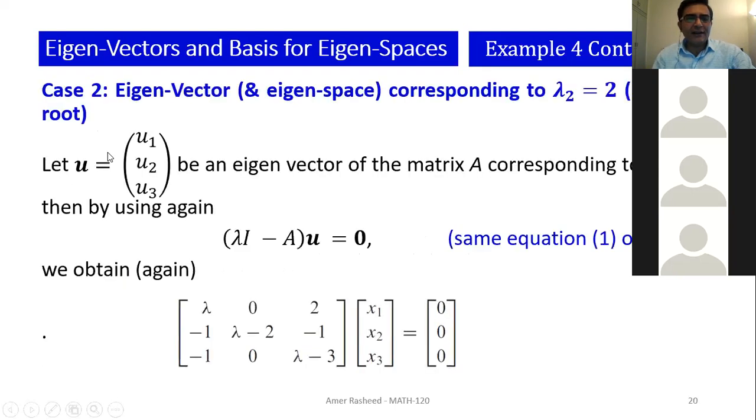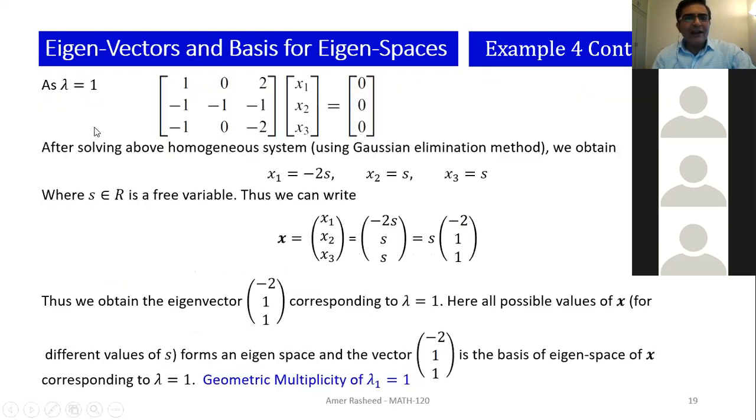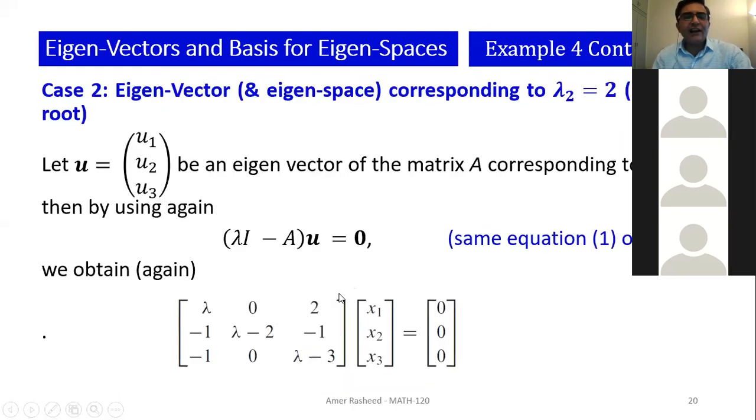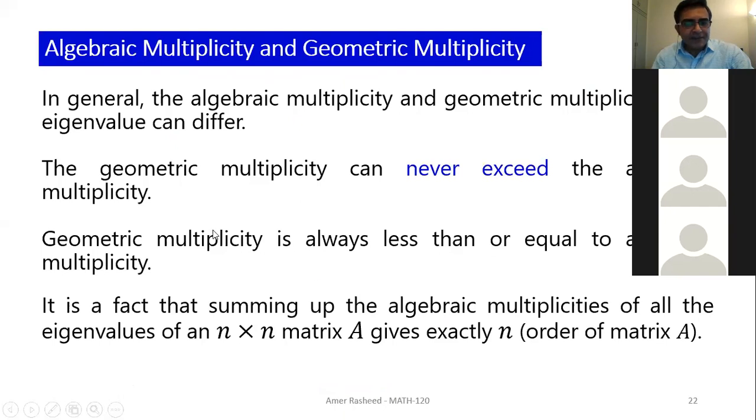In the previous case 1, the algebraic multiplicity of lambda 1 was 1. What is its geometric multiplicity? How many eigenvectors have we found here corresponding to lambda 1 equal to 1? Only one vector. We cannot find two vectors here. This is what that property says. The third one is that the geometric multiplicity is always less than or equal to the algebraic multiplicity. This is what we have discussed.